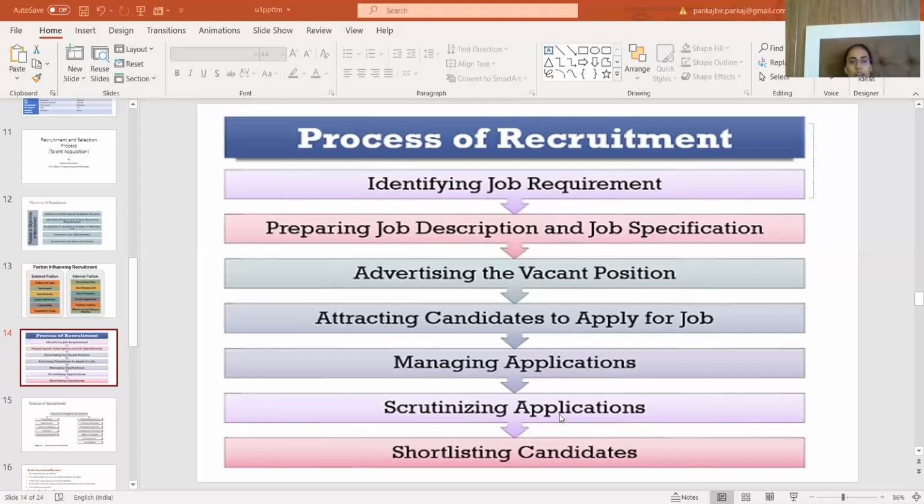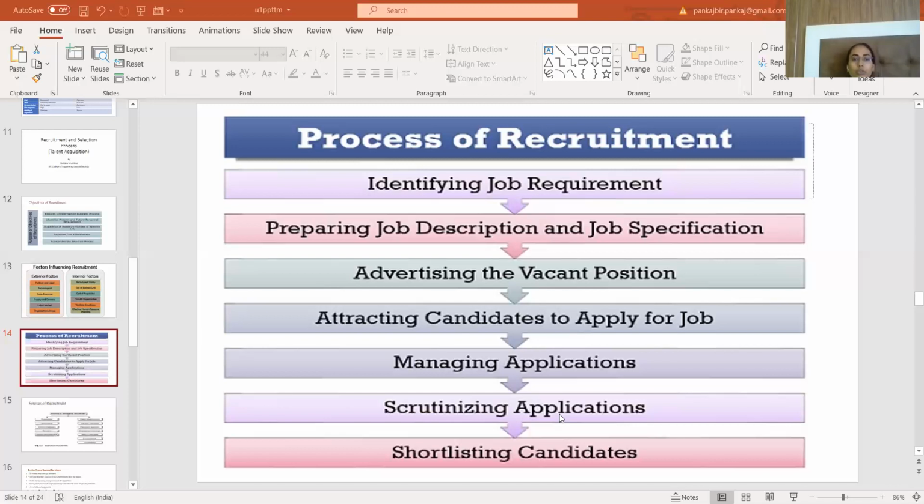The next step is attracting candidates to apply for the job. The recruiter needs to provide proper assistance and guidance to candidates who are willing to apply for the job, because if there is any discrepancy or no help is provided to the aspirant, the organization may get a lesser number of job candidates.